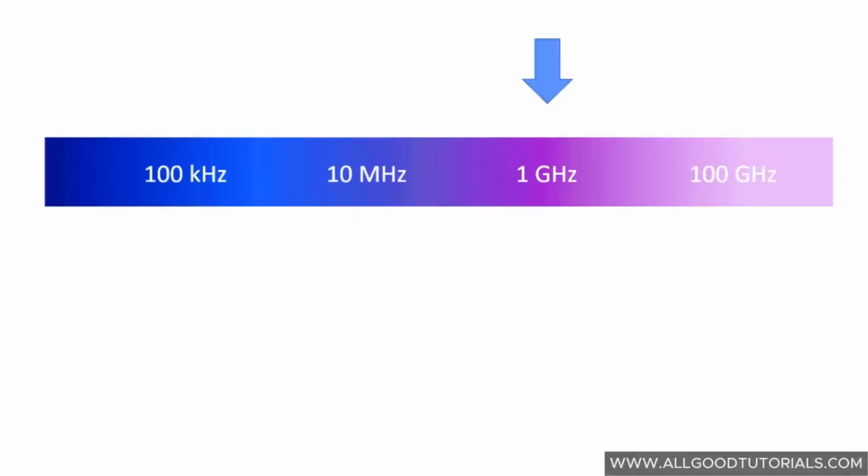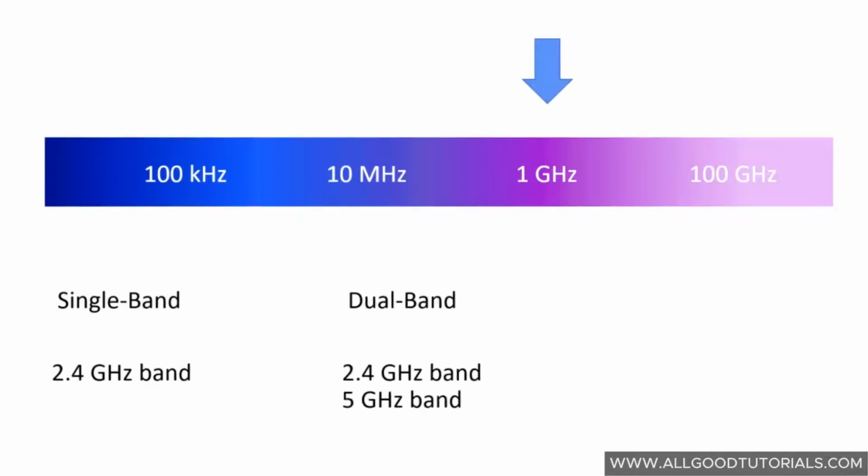This is where you'll find Bluetooth, cordless phones, and other devices. If you have a Wi-Fi router that is a single band, what that means is it operates in the 2.4 gigahertz band only. If it's a dual band Wi-Fi router, that typically means that it has two radios in it and is capable of operating simultaneously in both the 2.4 and the 5 gigahertz band.